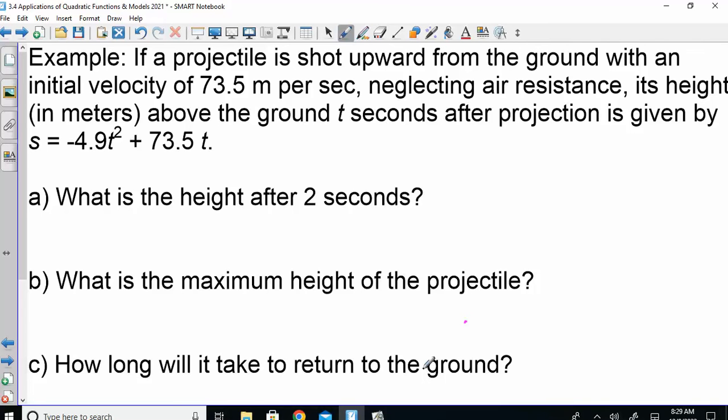Alright, last one. We've done some kind of like this before with the vertical motion. So if a projectile is shot upward from the ground with an initial velocity of 73.5 meters per second, neglecting air resistance, its height in meters above the ground t seconds after projection is given by this equation. All you really need there is this equation, and to know that s is height and t is time. So part A, what's the height after 2 seconds? What would we do? Plug in t.